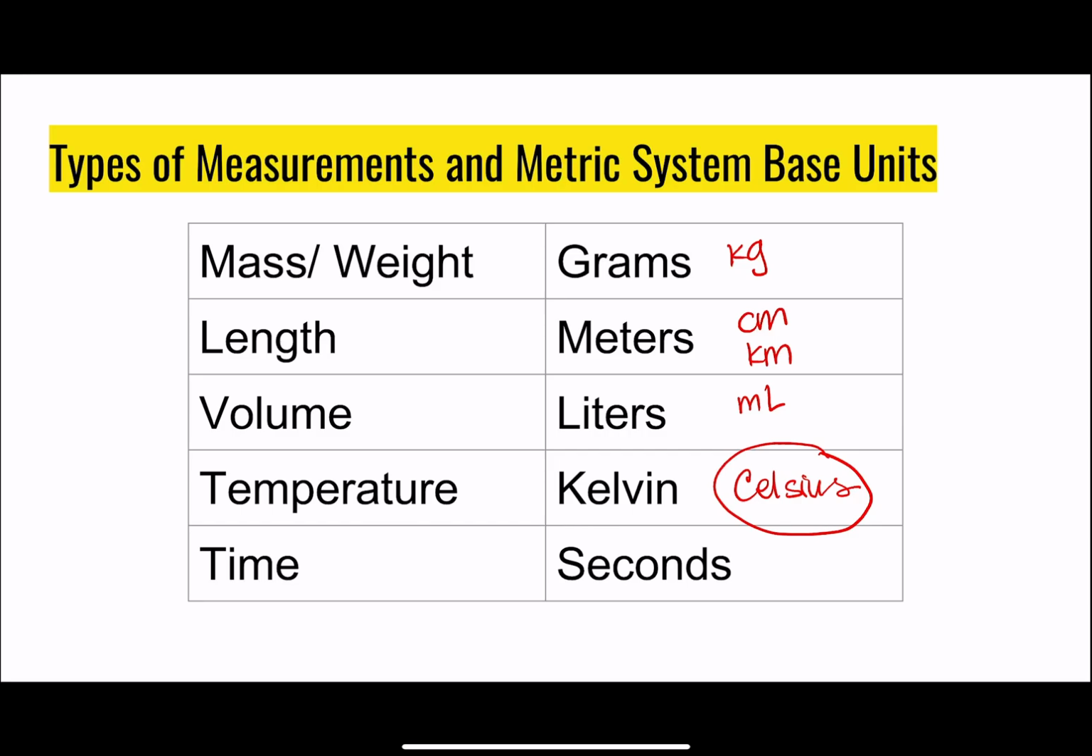And then time, usually we measure in seconds. Depending on what we're measuring, we can also use minutes or hours, even days or years, just depending on what we're looking at.